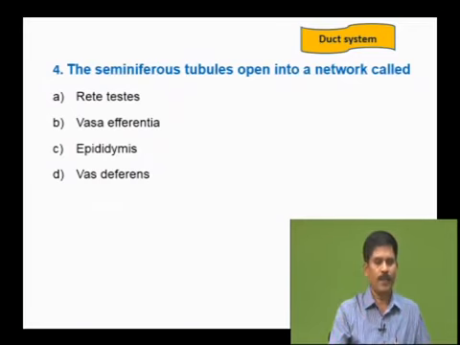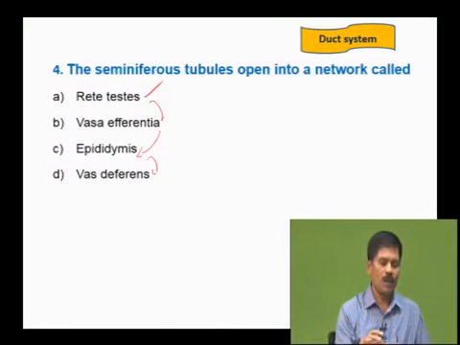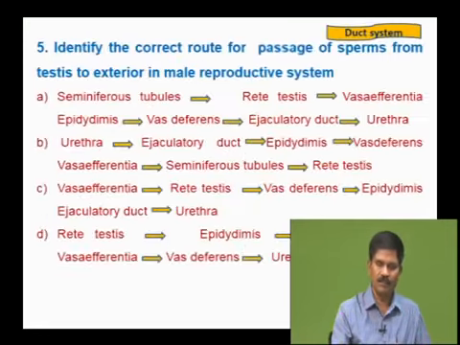Next question. The seminiferous tubules open into a network called. All the seminiferous tubules of a testis open into a network called rete testis, which in turn opens into vasa efferentia. Vasa efferentia open into epididymis. Epididymis opens into vas deferens. In this question, the seminiferous tubules open into a network. The correct option is rete testis. A is the right option.